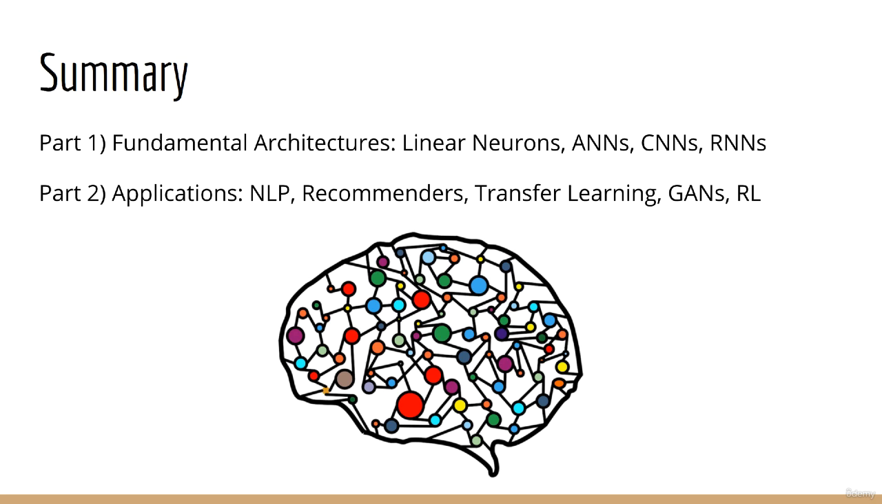To summarize, the outline of the course is like this. We can split it into two parts. Part 1, architectures, and Part 2, applications. In Part 1, we discuss the fundamental architectures such as linear models, ANNs, CNNs, and RNNs. In Part 2, we discuss applications such as NLP, recommender systems, GANs, transfer learning, reinforcement learning, and possibly more.